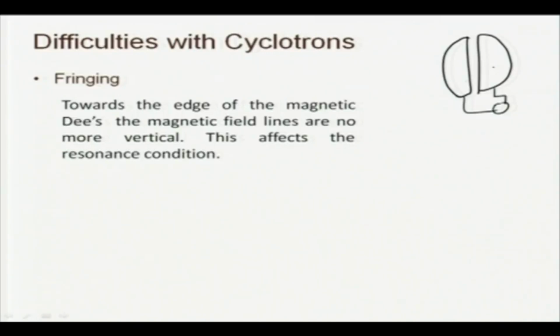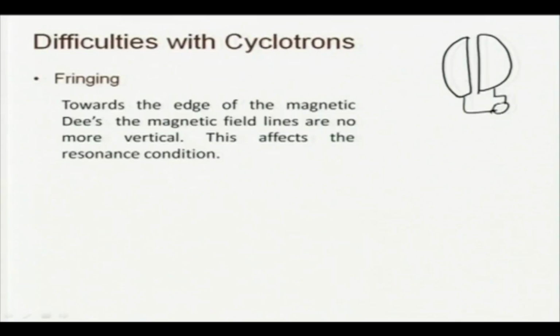There is an electric field, and the electrostatic force will be experienced by the charged particle, and it will be accelerated. And then the Lorentz force will take over as the particle enters the D, and it goes around in a circular path, and after traversing a semicircle, it enters the gap again, and by then you can reverse the electric field between these two Ds, and then you can accelerate the particle again.